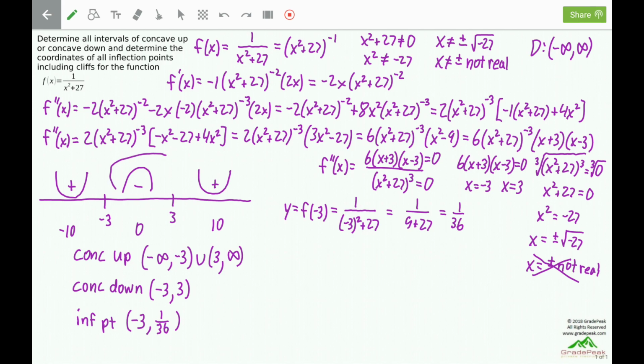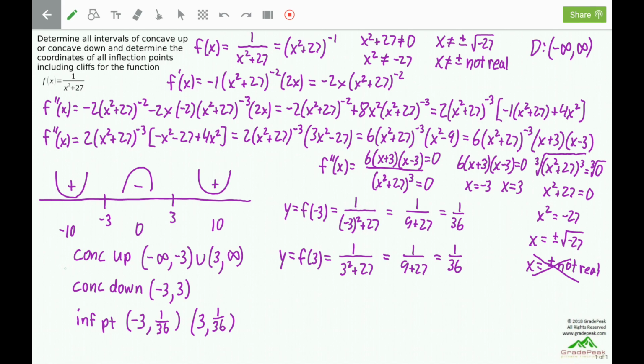Right at the candidate number of x equals positive 3, we again have the concavity changing from concave down to concave up. So x equals positive 3 is also an inflection point. It has an x-coordinate of 3. It has a corresponding y-coordinate that can be found by plugging the x-coordinate back into the original function. So y would equal f of 3, which is 1 over 3 squared plus 27. 3 squared is 9. And it looks like it'll have the same y-coordinate, 1 over 36.